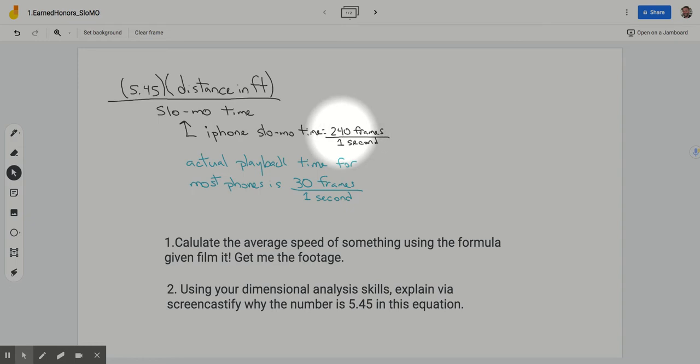So if you have an older phone or non-iPhone and it has slow-mo, look up the time. Just Google it, and I can help you with that if you're having issues. Most playback time is 30 frames per second. So you don't have to do the grid boxes like was in the Mark Rober video.